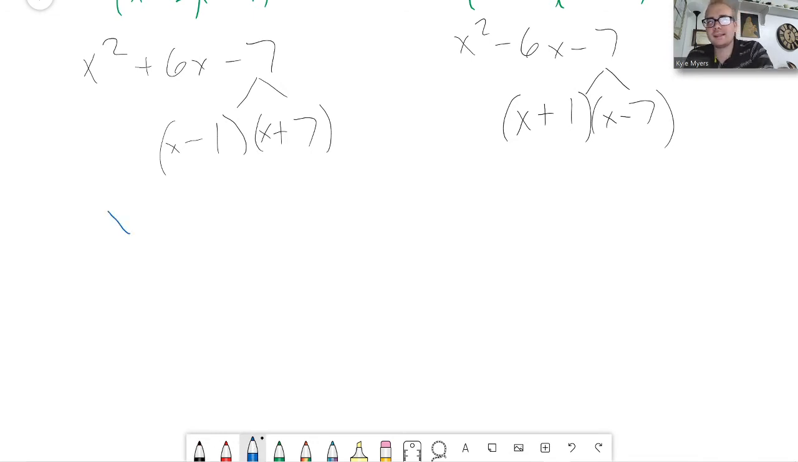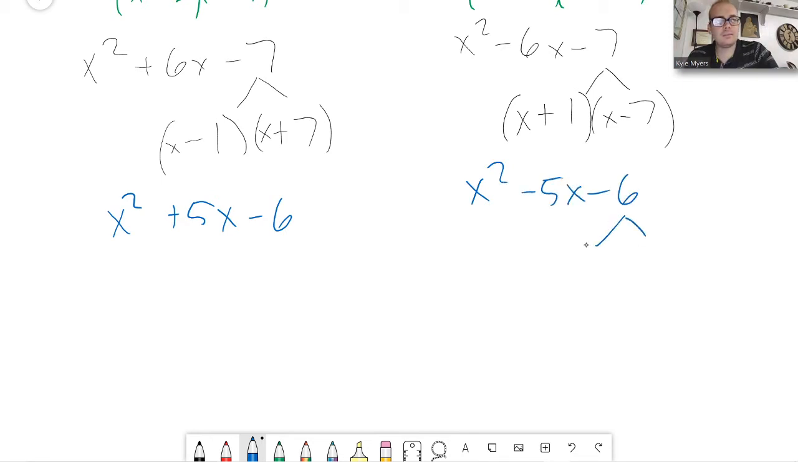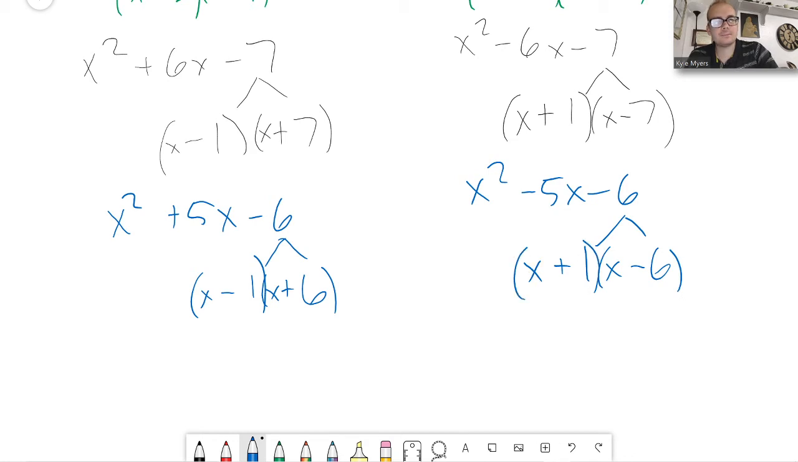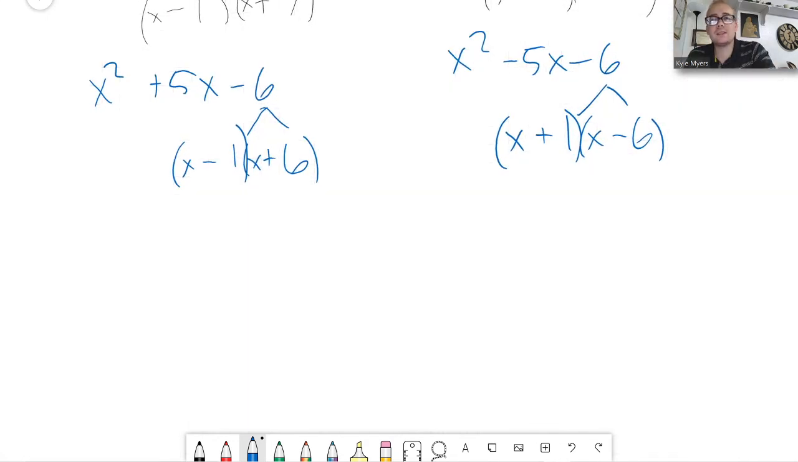Moving on to 6. X squared plus 5x minus 7, or sorry, minus 6. X squared minus 5x minus 6. 1 and 6. This is minus, plus. So we're done there. And this is plus, minus. So we're done there. 6 has another couple factors. So this would be plus x minus 6. X squared minus x minus 6.